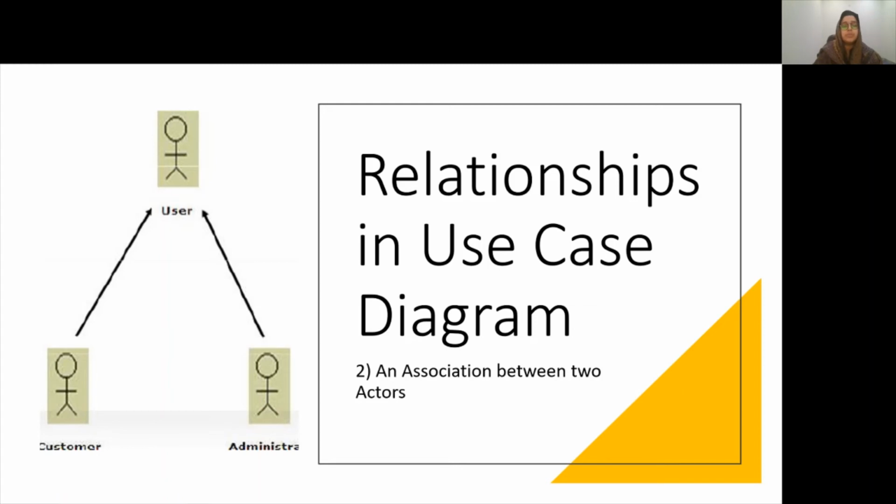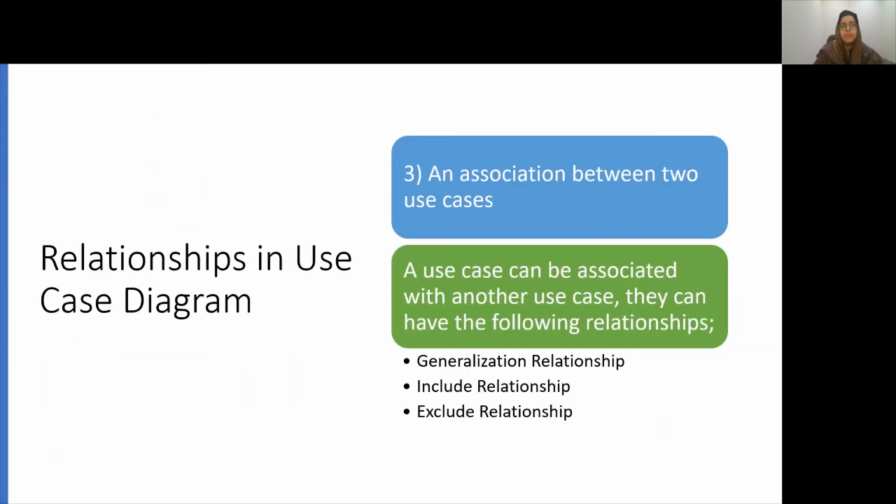straight association with customer and administrator respectively. So we can simply say dissimilar use cases will have association with either the customer or the administrator, and hence will only be applicable to the respective one.